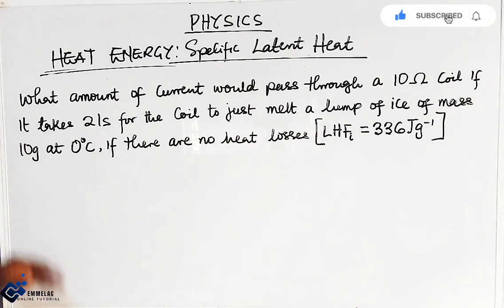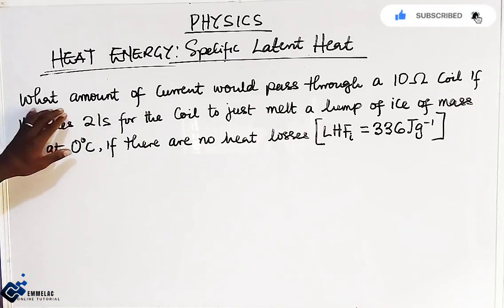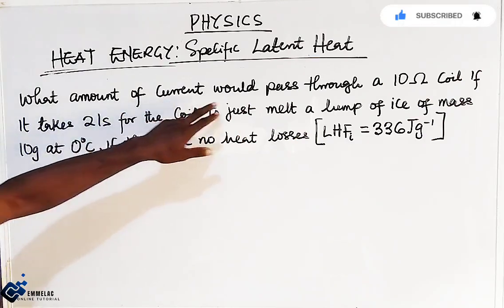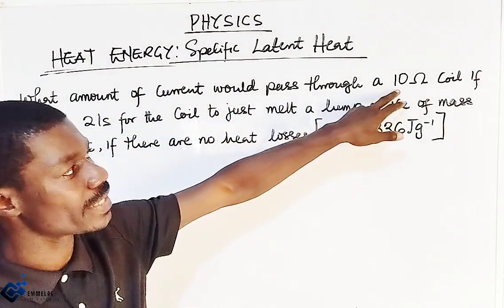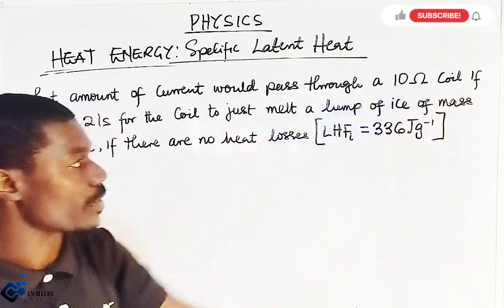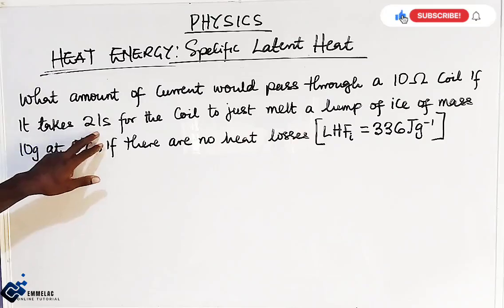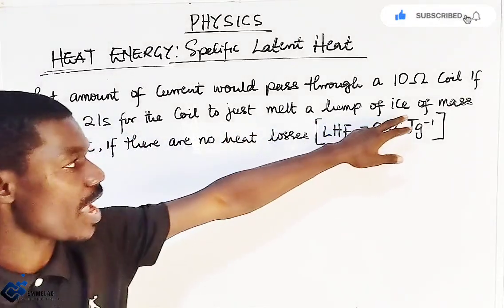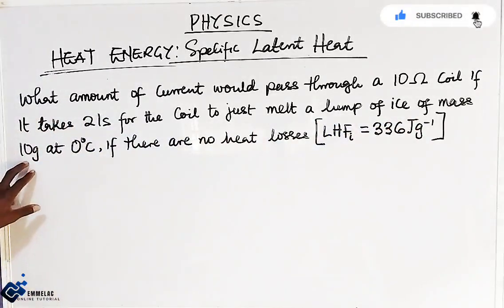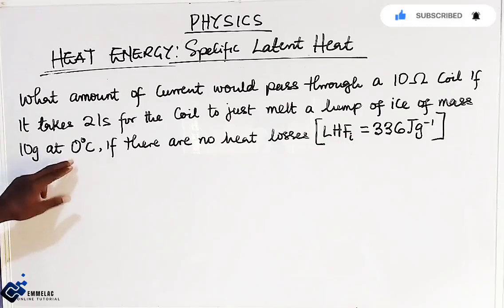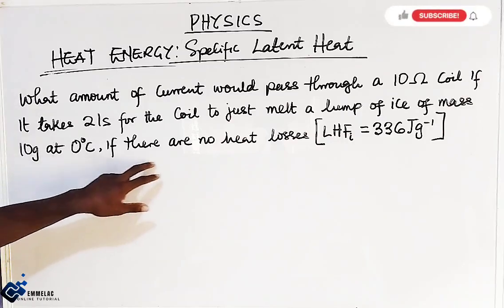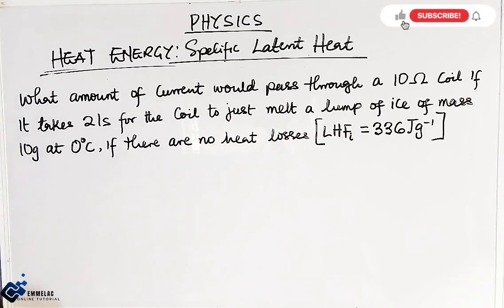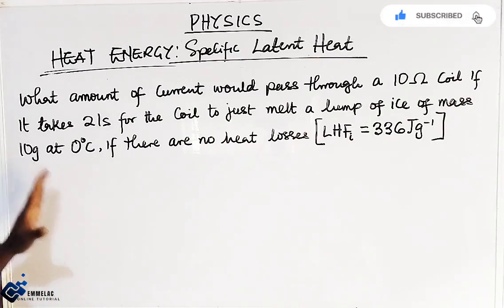Here the question reads: what amount of current would pass through a 10 ohms coil if it takes 21 seconds for the coil to just melt a lump of ice of mass 10 gram at 0 degrees Celsius, if there are no heat losses? Now let me give you a pictorial diagram of what this question is talking about.